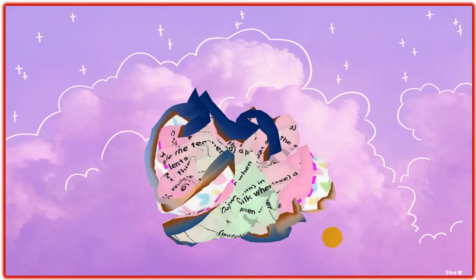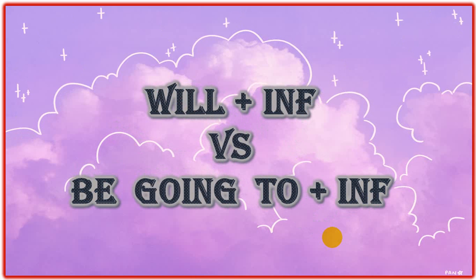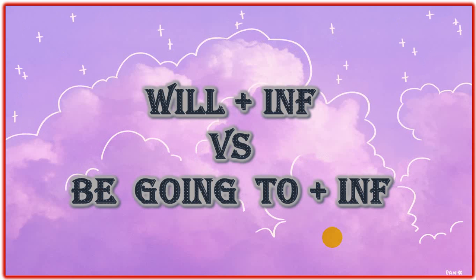Now let's turn to the next topic, Unit 3. It was talking about will plus infinitive and be going to plus infinitive. These two ways are used for referring to future actions, doing something after now or after we speak. But here we have differences between will and going to. Let's see.